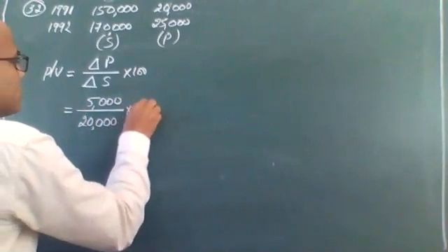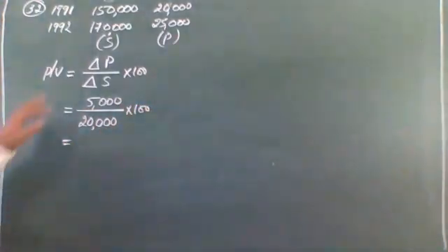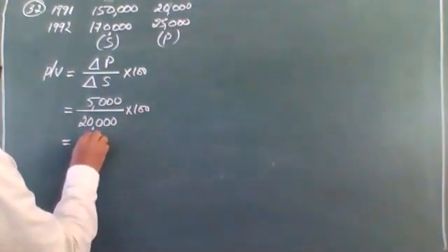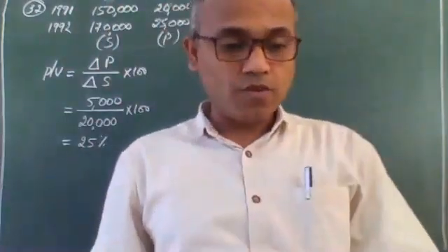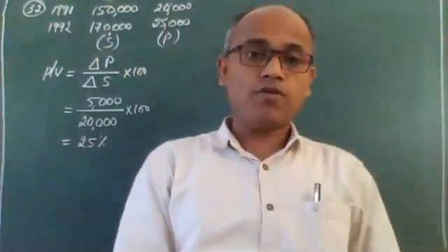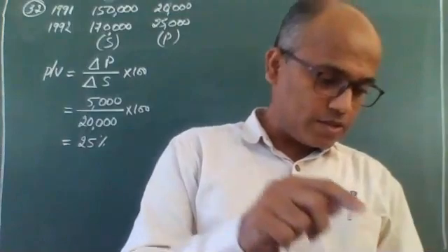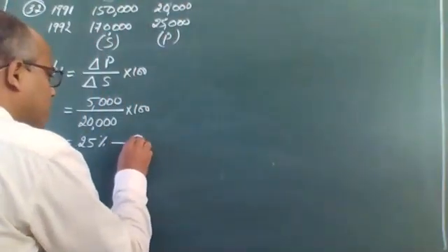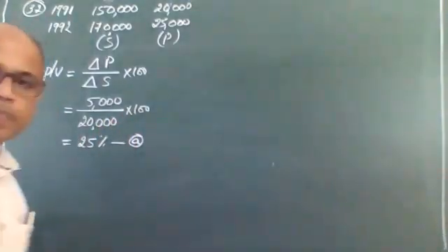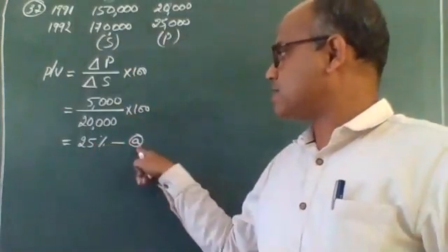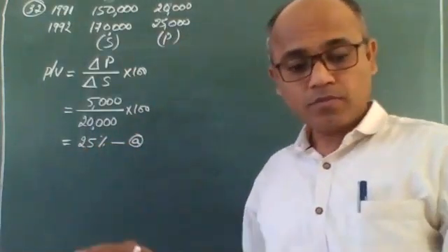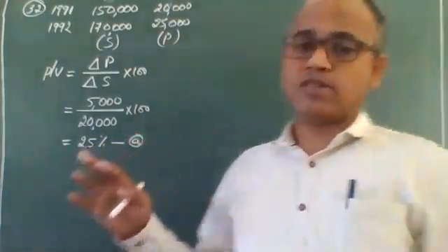So express it as a percentage. It is 5,000 divided by 20,000 into 100, which gives you 25%. Now you see whether he is asking this question in the exam or not. If you refer back to the question, he says find out the PV ratio. For me, this is part A. Sir, can we proceed with this now?